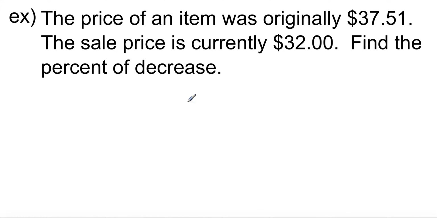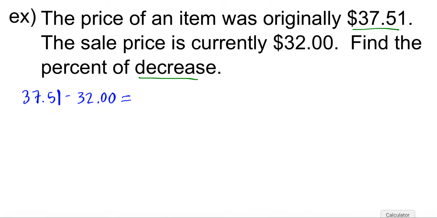Here we have another price problem. The price of an item was originally $37.51. The sale price is currently $32. Find the percent of decrease. And it doesn't have to tell you to find the percent of increase or decrease. You can usually figure that out by the wording of the problem. This item has specifically gone on sale. So regardless, we need to find the difference between the two. So we're going to take $37.51 and subtract 32.